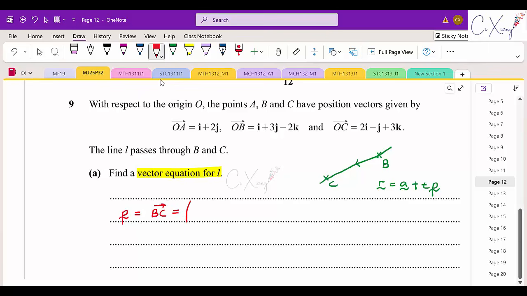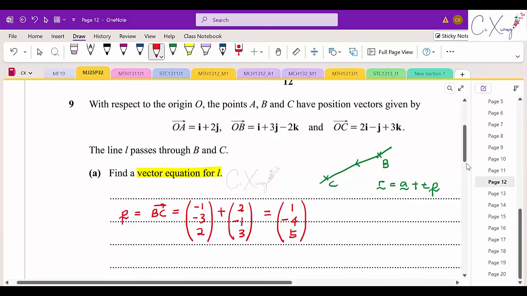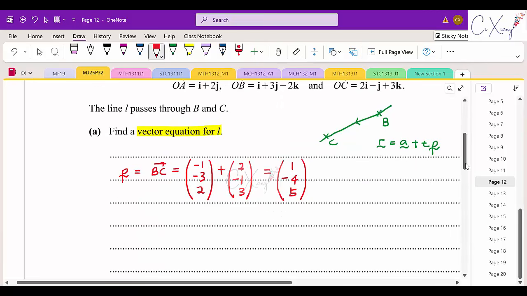BC means BO plus OC. BO will be -1, -3, and +2. Then OC is 2, 1, -3, so 2, -1, and also 3. When you simplify, you'll have 1, -4, and also 5. This is the direction of the line. Then I just need to rewrite it into the vector equation form.